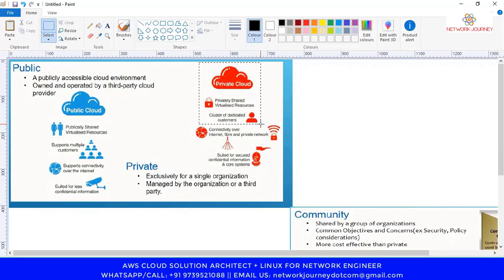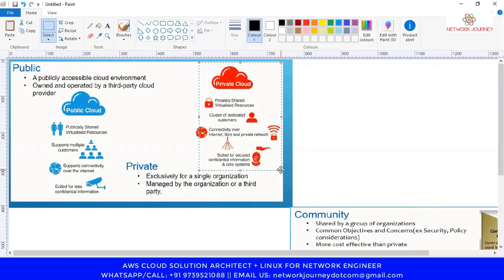So it is for a dedicated customer and its connectivity is over the private network, not a public network. Public network in the sense internet. So public cloud will be on the public internet, but this private cloud is connected over a dedicated private VPN to you. That's the reason it is more secure, and that's the reason it is suited for more confidential organizations, like a banking sector. Got it? Now clear what is public cloud and private cloud? Any doubt from this public cloud and private cloud?